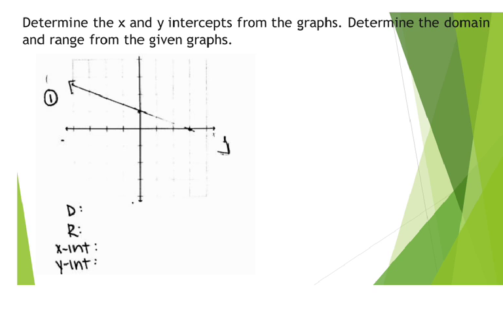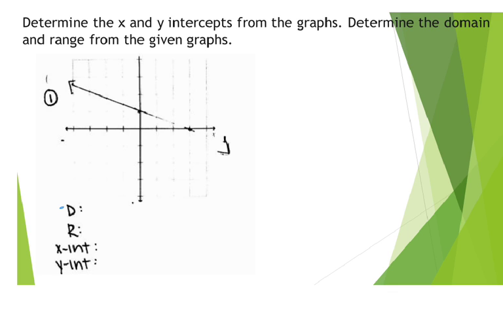So now we're going to look at some examples. If you flip over your note sheet, this is the very first problem on the back. So the directions ask you to determine the x and y intercepts from the graph and then determine the domain and the range. So down here at the bottom we actually have the domain listed first. So we're going to start with that.